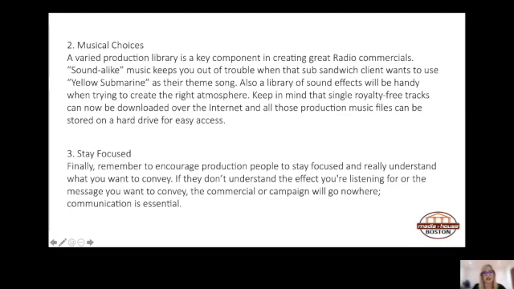Keep in mind that single royalty-free tracks can now be downloaded over the internet, and all those production music files can be stored on a hard drive for easy access.